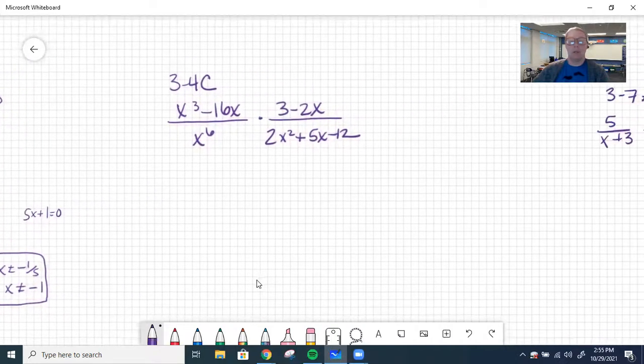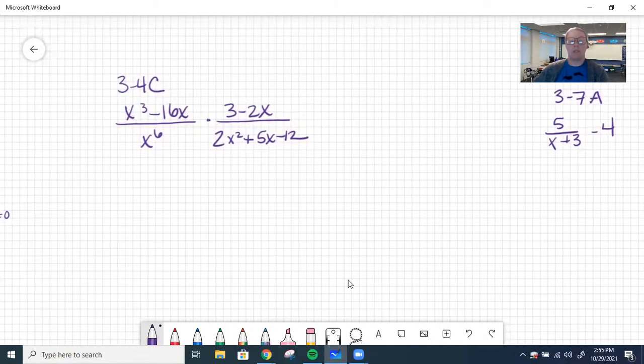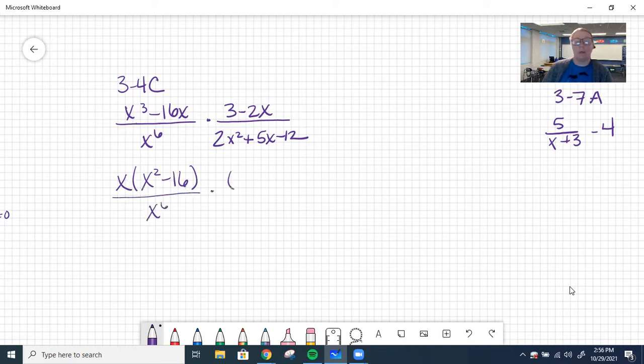All right, now here's another one where we're simplifying. It's multiplication, so just straight across the top and bottom, but for anything you can factor, you always want to factor. Looking at this on top, I could pull out a GCF of an x, and be left with x squared minus 16. Now I'm noticing those are perfect squares, so I'm going to come back to that. And then here I have 3 minus 2x.